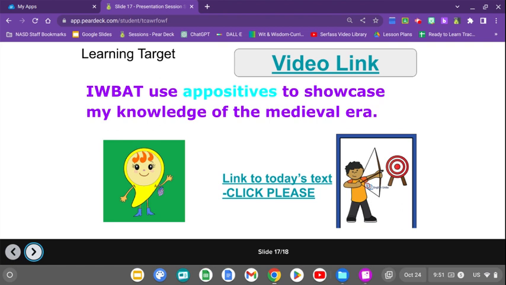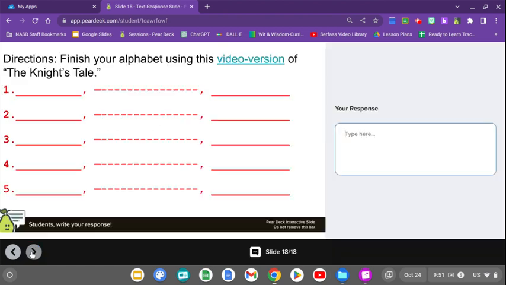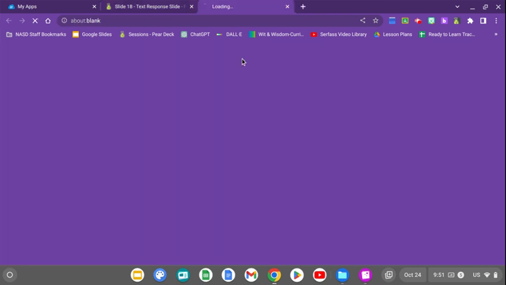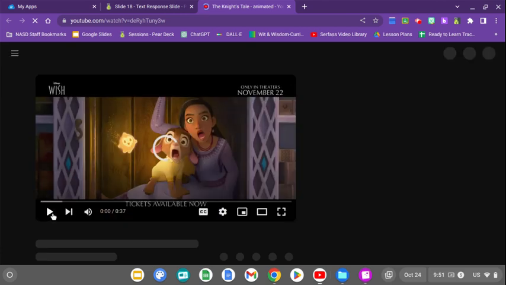Slide 17. We've been using appositives to showcase our knowledge of the medieval era. Now, you have the opportunity to watch a video version of the Canterbury Tales, particularly the Knight's Tale. This link here will take you there and you can watch it. I would suggest watching this as a class on the smartboard.